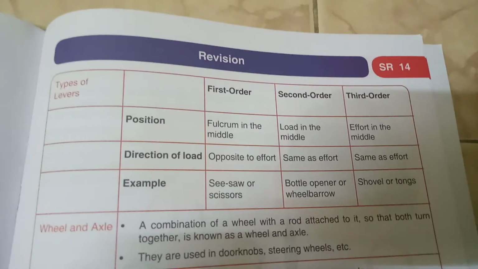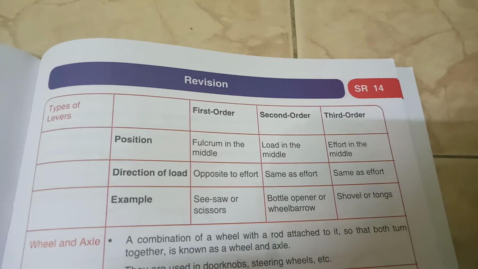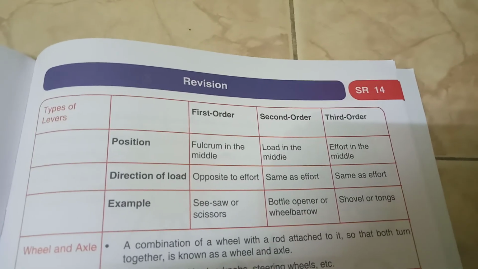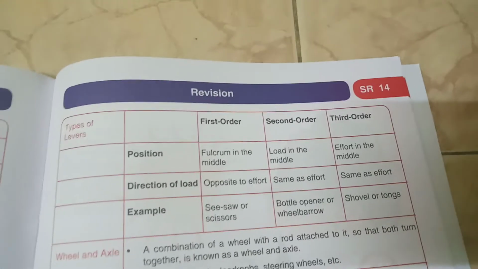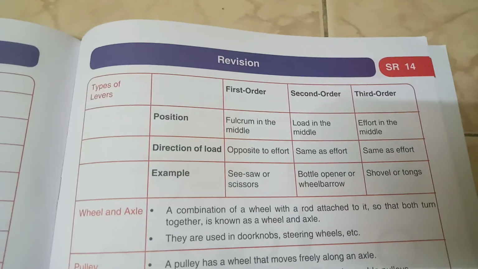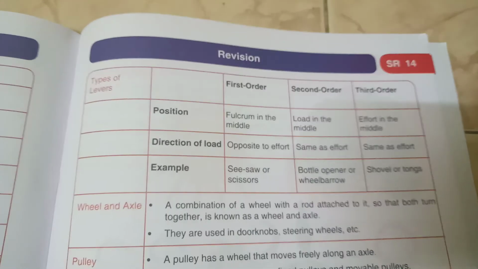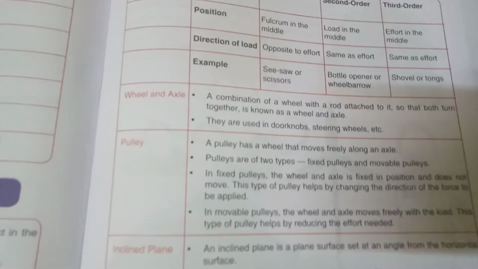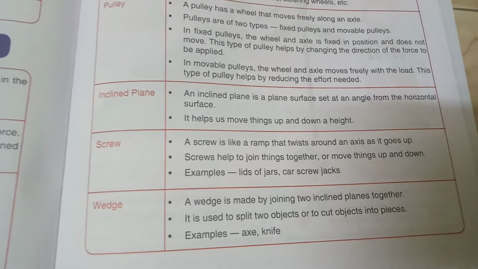Next is position. First order, second order, third order. Okay, that is what I told you now. Position: fulcrum in the middle, load in the middle, effort in the middle. Direction of the load is opposite to the effort, same as effort, same as effort. Example: first order seesaw, bottle opener; second order shovel or tongs; third order. Next, wheel and axle and pulley we saw just now, inclined plane, screw, wedge. All these things are examples of simple machines. Thank you.